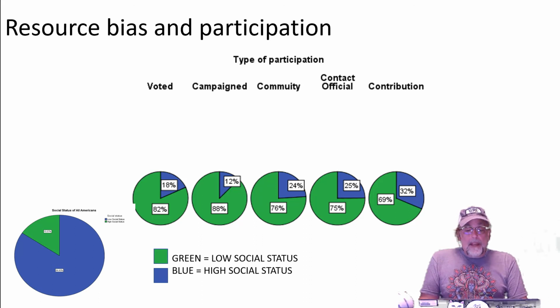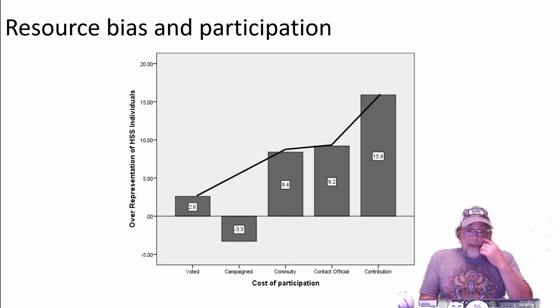So let's think about this in a different way. This is the same set of results that we just saw, but I just turned it into a bar graph to make it maybe a little bit more understandable to those who think this way. So what these bars represent is the overrepresentation of high social status individuals. So when it's voting, a little representation. When it's campaigning, a little less representation. But then from there on out, we see that sort of curve that we would expect to see based on cost-benefit self-interest.